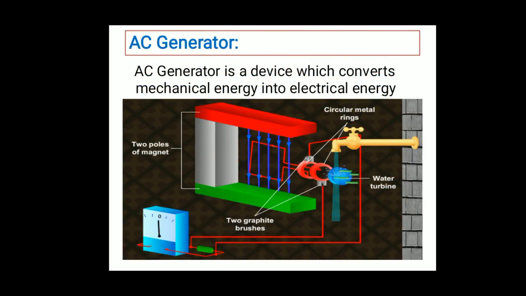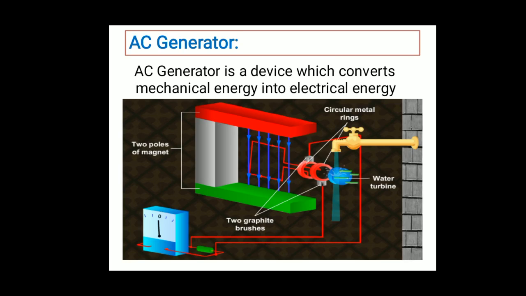What is an AC generator? The AC generator is a device or machine which converts mechanical energy into electrical energy in an alternating manner. It is an electrical machine used to convert mechanical energy into electrical energy, known as an AC generator or AC alternator, and it was invented by Nikola Tesla.